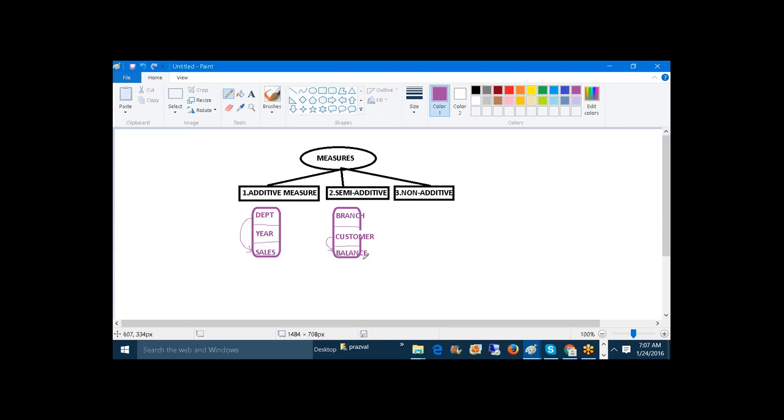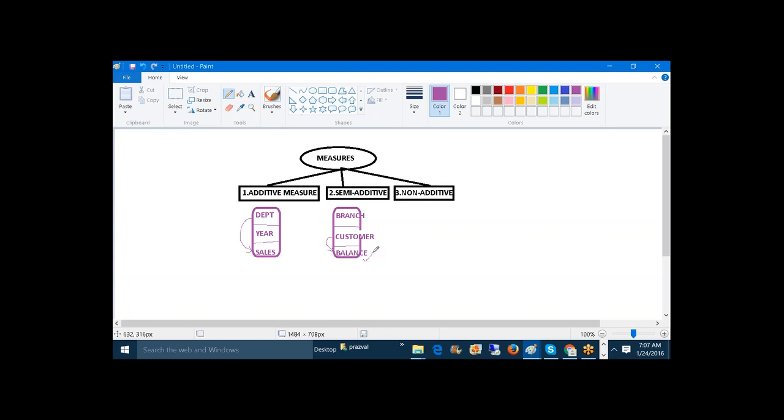So now here on the balance, if you apply max or min, it is going to give us meaningful outputs. Whereas if you apply sum, it won't give us any meaningful outputs. So if the measure is supporting only a few of the aggregations, and if it is giving us the meaningful output, then such a kind of measure is known as the semi-additive measure.